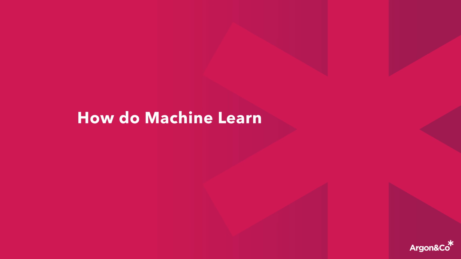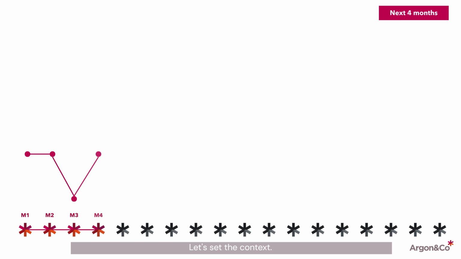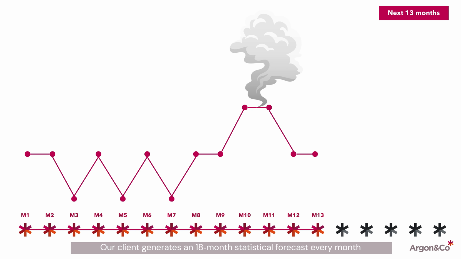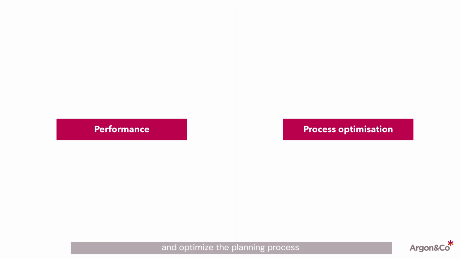So today, we'll explore how a global life sciences organization transformed its forecasting process by using customized machine learning, not as a replacement, but as a high-value input into an existing process. Let's set the context. Our client generates an 18-month statistical forecast every month. That signal feeds directly into production planning. Our goal was clear: improve the performance of that signal and optimize the planning process.